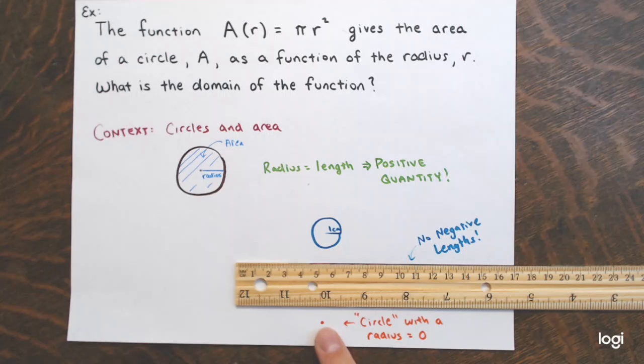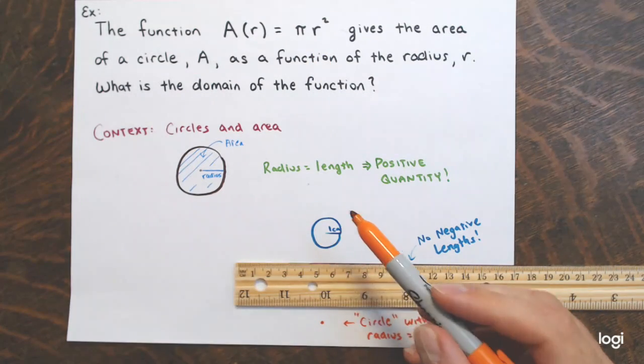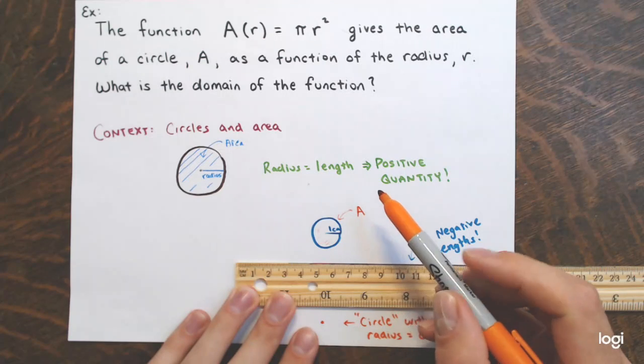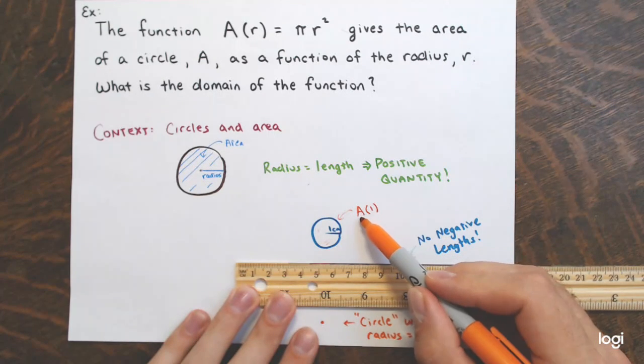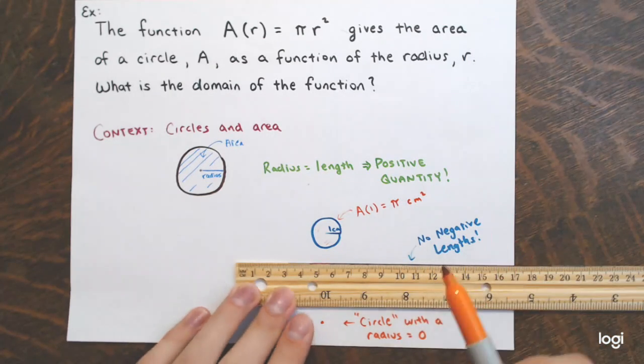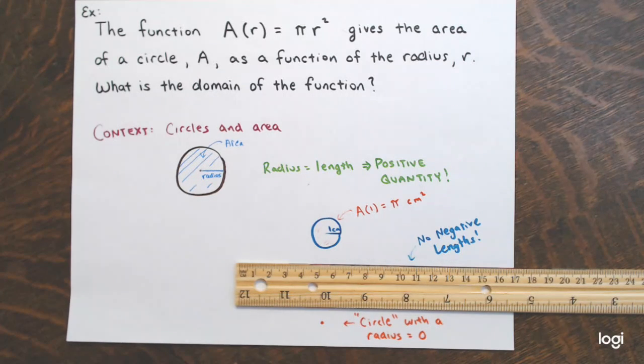So I wouldn't really call this a circle. Now I guess technically you could say it's a circle with an area of 0 square units. It takes up no space whatsoever. This one would take up pi square units, or pi square centimeters if you want to write that. The area at 1 centimeter would be pi square centimeters, because remember, it's radius squared. You do centimeters times centimeters, or square centimeters.